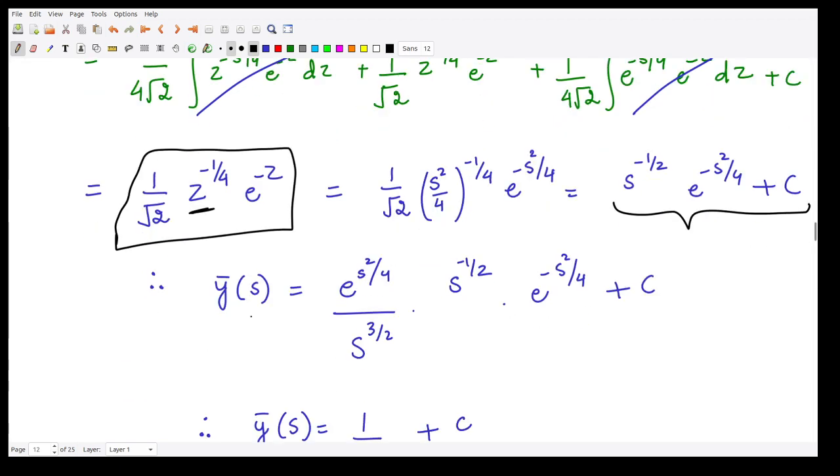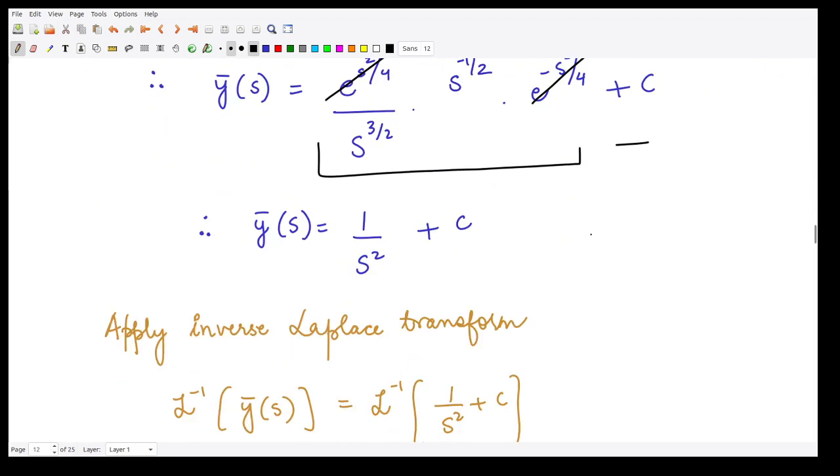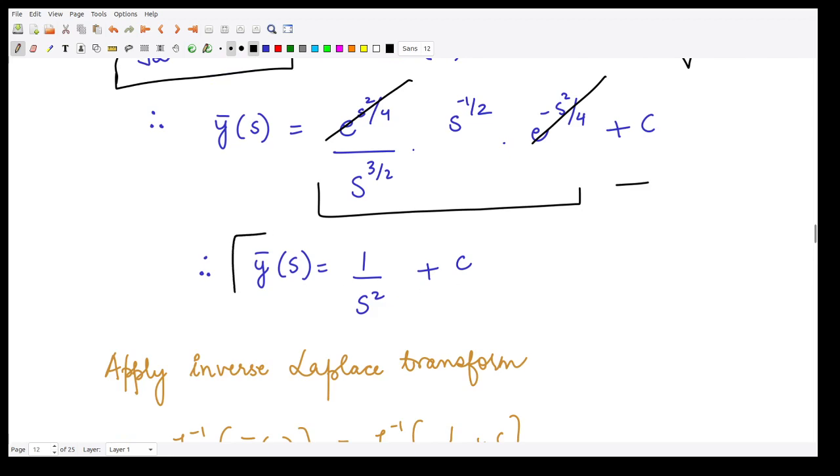So therefore you have the value of y bar s is equal to this quantity plus c. So this is what you have. So now you see this and this, they nullify each other, cancel out each other's effect. So we are left with this simpler expression.